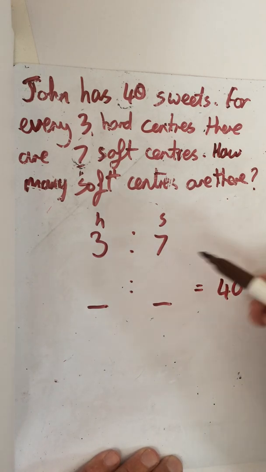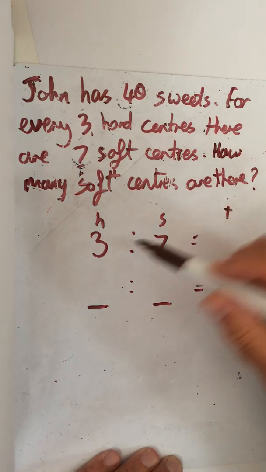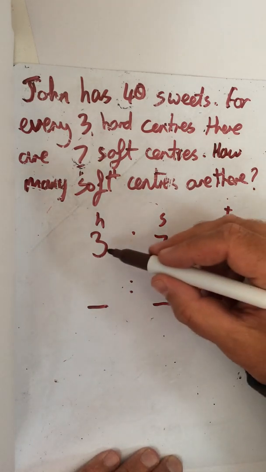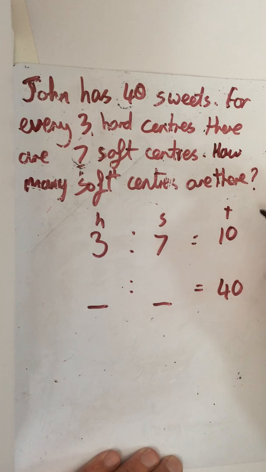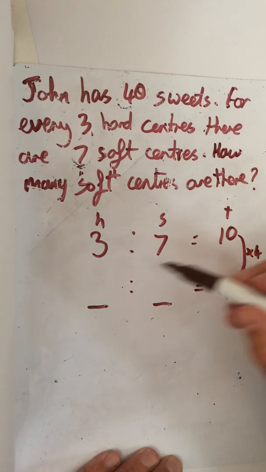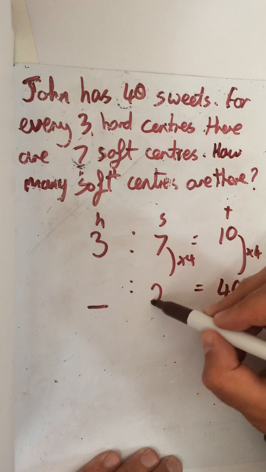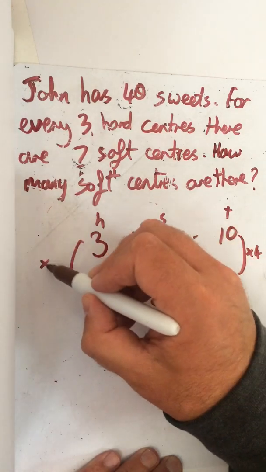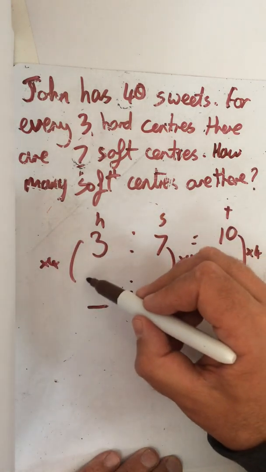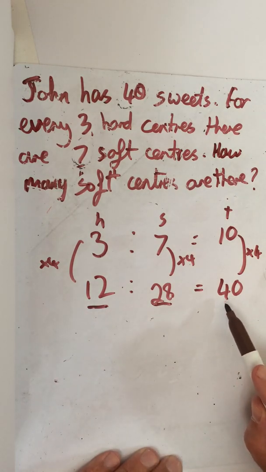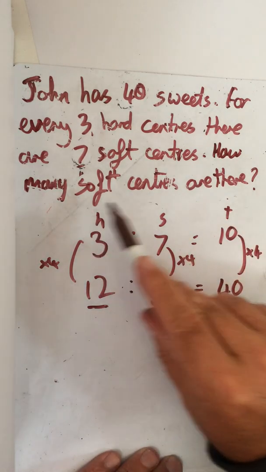Okay, so what I do here on my total column, I add up my ratio. Okay, so that comes to 10. So how am I getting from the 10 to the 40? Timesing by 4. So I times each one by 4, don't I? 3 times 4 is 12, 7 times 4 is 28. And let's have a look. 12 and 28 equals 40. Therefore, how many soft centers?